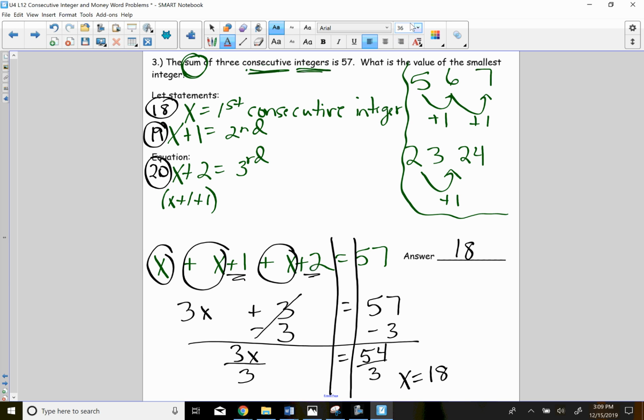I just want to add a description with my answer. I don't just want to say 18. I want to say the smallest is worth 18. And that's it.